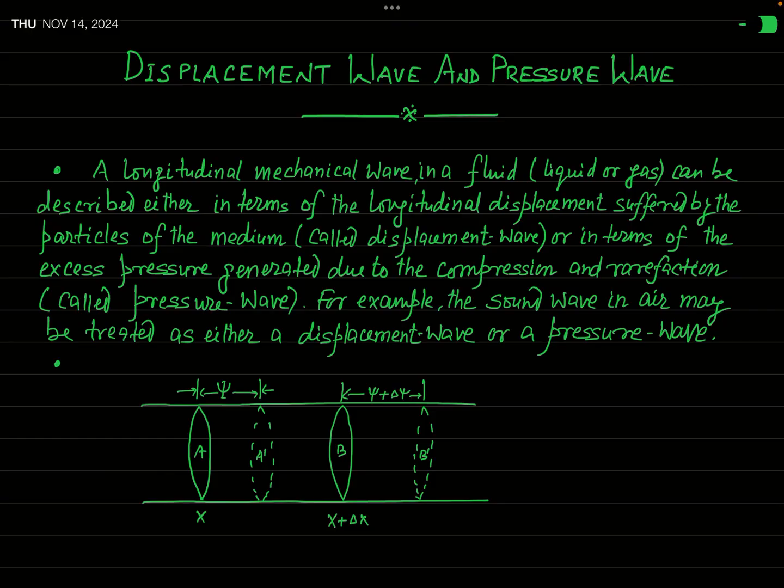It means a longitudinal mechanical wave in a fluid may be described in terms of the longitudinal displacement suffered by the particles of the medium or in terms of the excess pressure generated due to the compression and rarefaction. When you describe the wave in terms of the longitudinal displacement suffered by the particles of the medium, you call such a wave a displacement wave. And when you describe the wave in terms of the excess pressure generated due to compression and rarefaction, then such a wave is called a pressure wave. So the same longitudinal mechanical wave in a fluid has actually two representations.